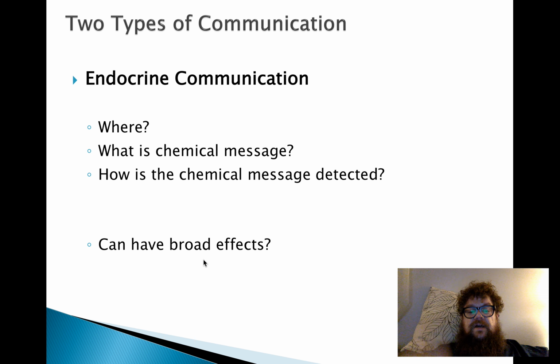Now, how does that message get detected? So FSH is only detected by the cells in the female that are the granulosa cells of the follicle. Why? In the granulosa cells, there are receptors that are sensitive to FSH, right? In that case, it's very limited. But then we talked about estrogen, and estrogen in females being a growth hormone that affects the whole body. So what's the difference? Why can estrogen affect the whole body and FSH only affects granulosa cells? Well, broad effects occur with estrogen because those receptors are everywhere.